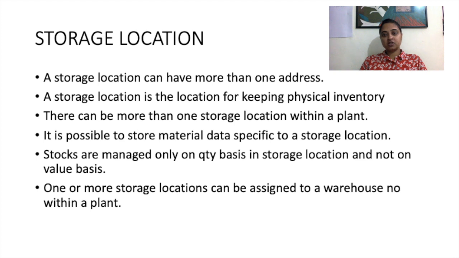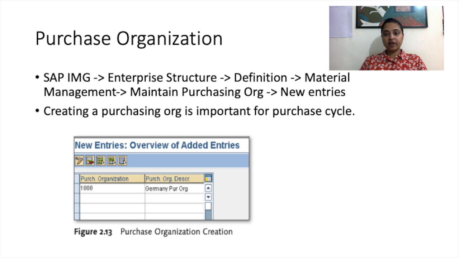Purchasing organizations are created within the enterprise structure, material management, maintain purchasing organization entry. Here you can create a new entry for the purchasing organization. Then next is to assign this purchasing organization to a company code. This can be done by using the various options under material management, that is assign purchasing organization to the company code, to a plant, or the other options available.